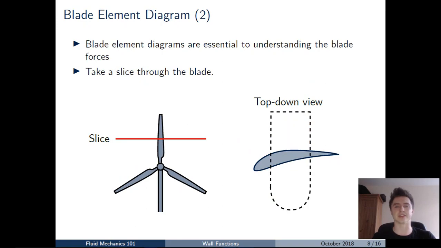Now, what we want to do to understand how this blade functions aerodynamically is to just take a slice through that blade somewhere along the span, and we can take halfway just for this explanation. And again, looking top down, what we see is that there's an aerofoil section where we took a slice through that blade. And what we're going to use here is a blade element diagram to understand the flow around this aerofoil section.